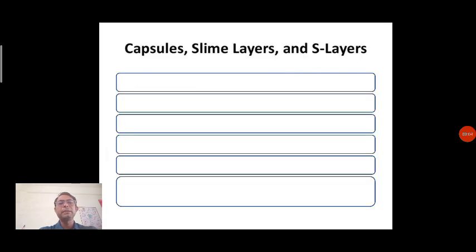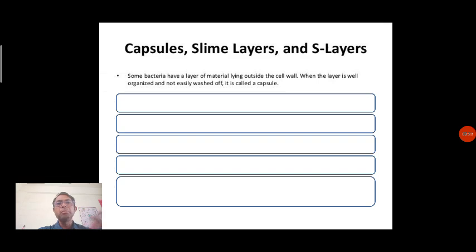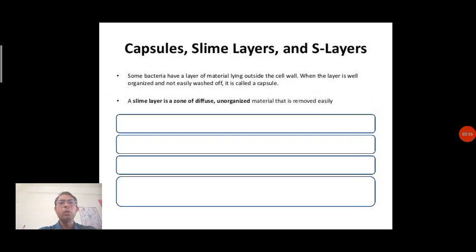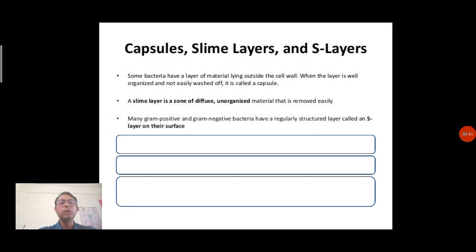Now moving to the next, that is the other layers which are present on the external side of the bacterial cell, which act as a protective covering for the bacterial cell. So here we can see the capsule, slime layer or S layer; these are the different layers which are present in bacteria and work as a protective layer. Now some bacteria have a layer of material lying outside of the cell wall. When the layer is well organized and not easily washed off, it is called a capsule. Now a slime layer is a zone of diffuse unorganized material that is removed easily.